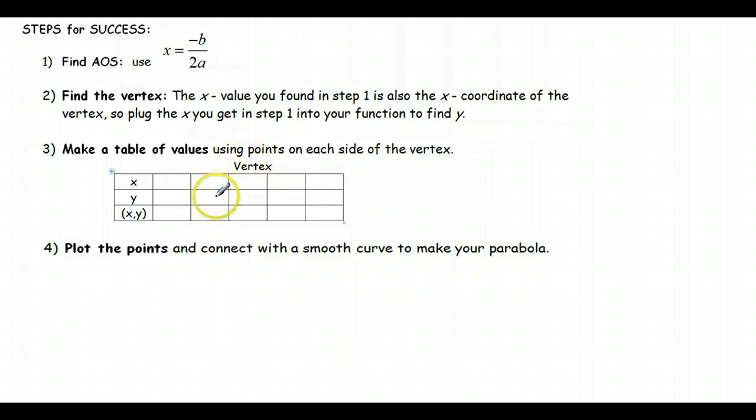Second, we will find the vertex. Third, we will make a table of values. And last, we will plot the points and connect them to draw our parabola. So let's get started with example number 1.